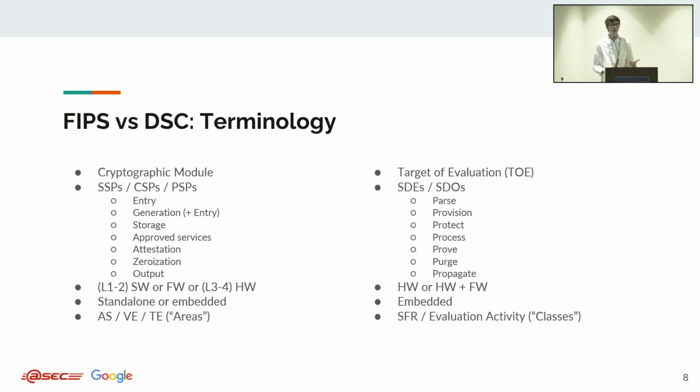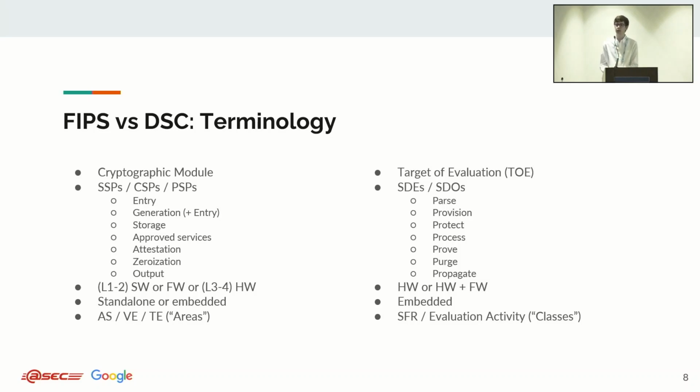And that's parse and provision. That would be kind of your entry and generation. Then protection of the SSPs stored in the DSC, processing to use them in cryptographic services, the proof service, which is actually an attestation service where the DSC CPP has first-class support for attestation. It's coming to FIPS in an upcoming version, but right now FIPS does not have that support just yet.